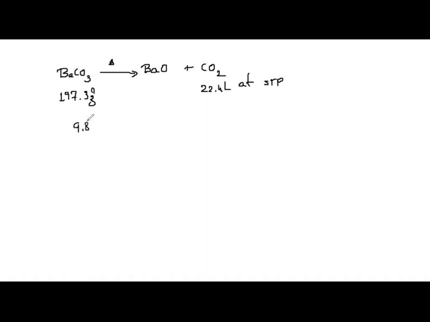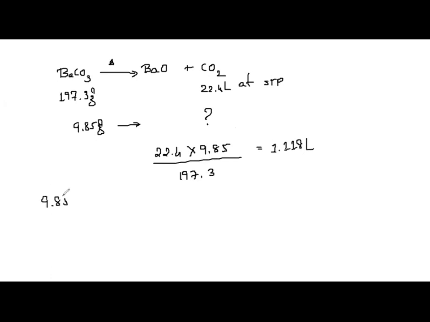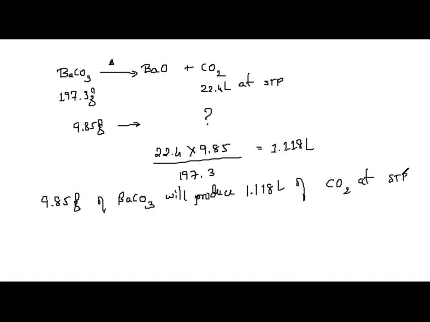So they have asked, 9.85 grams of barium carbonate will produce how many liters of carbon dioxide? So how do we write it? 22.4 into 9.85, the whole divided by 197.3. Yes, so how much do we get? Solve it out, we get around 1.118 liters. So what I can say is 9.85 grams of barium carbonate will produce 1.118 liters of carbon dioxide at STP, standard temperature and pressure, on complete decomposition.